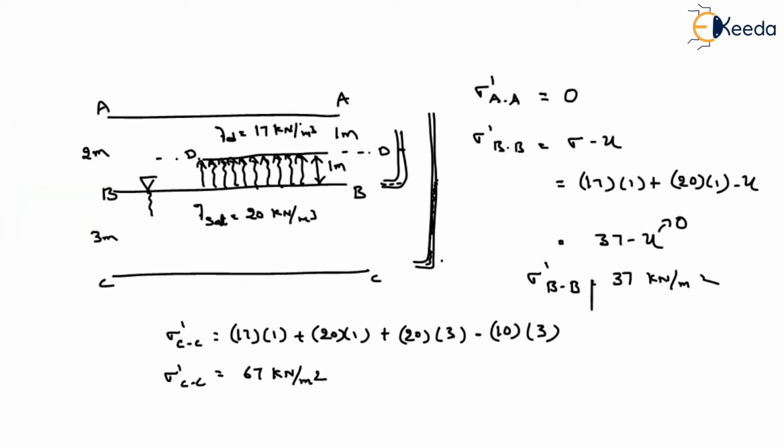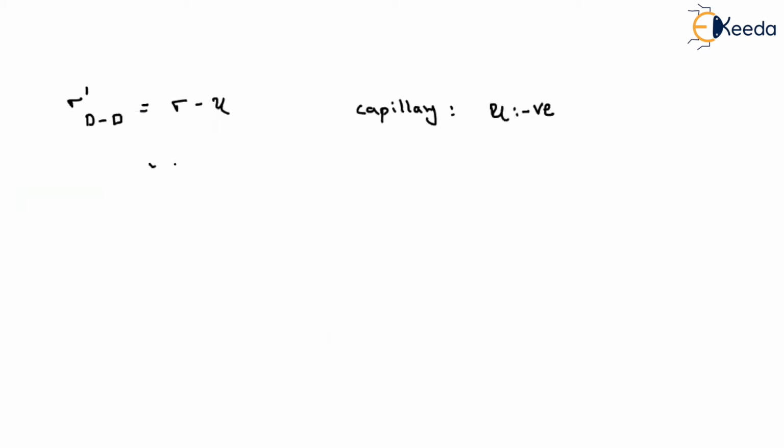See the above. The soil is there in the dry condition only. So what about the total stress? 17 into 1. What about the pore water pressure? How can I find it out then?